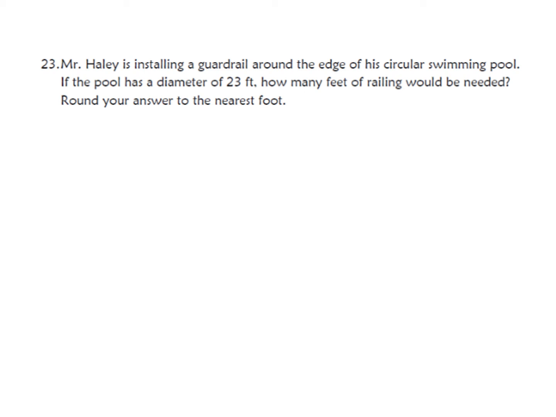Number 3 says Mr. Haley's installing a guardrail around the edge of his circular swimming pool. The pool has a diameter of 23 feet. How many feet of railing would he need? All right, so we have a circular pool. I want to know the circumference. They give us diameter. So pi times diameter gives me, my diameter said it was 23 feet, so 23 pi feet. Round to the nearest foot, so 23 times pi gives me 72.25. So that means it would be 72 feet.